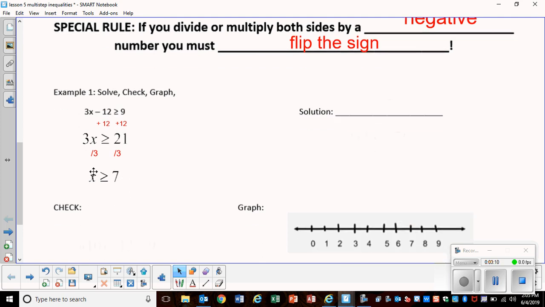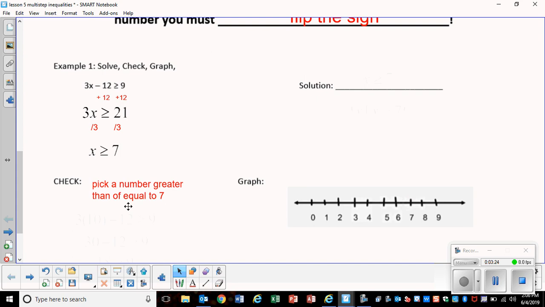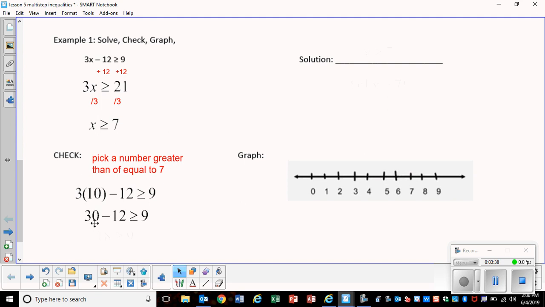Now the way to check this is, whatever your rule is that you get at the end, pick a number for x, something greater than or equal to 7, and plug it in, see if it comes out true. So let's pick 10, and we're going to plug it into the original problem. Ideally, if this is correct, it should come out true at the end. So 3 times 10 gives us 30. 30 minus 12 gives us 18. 18 is in fact greater than or equal to 9. So that's a good solution. So that means our answer is x is greater than or equal to 7.